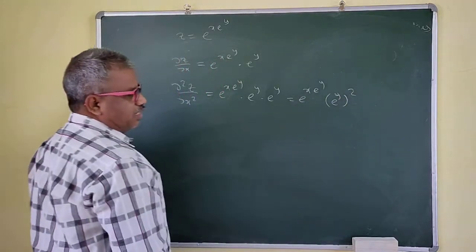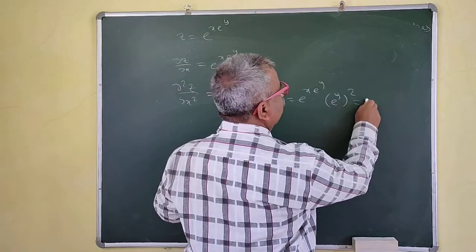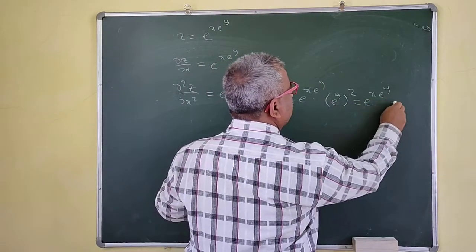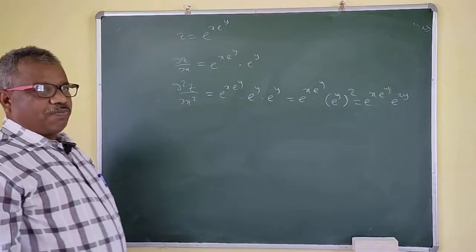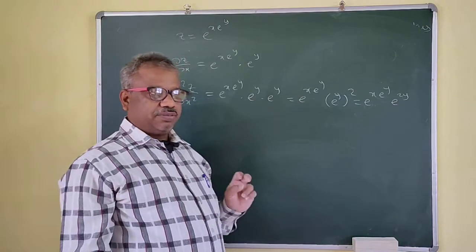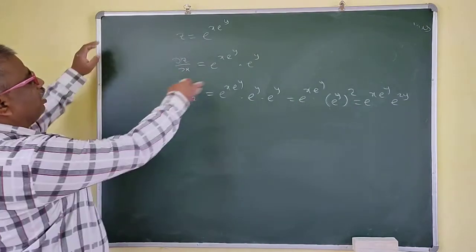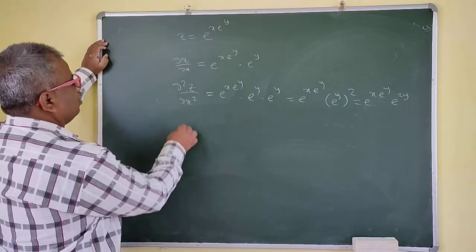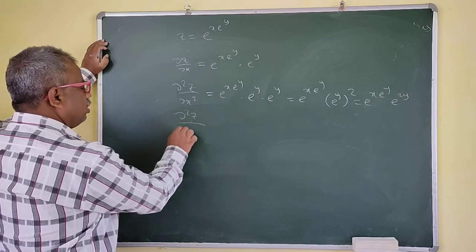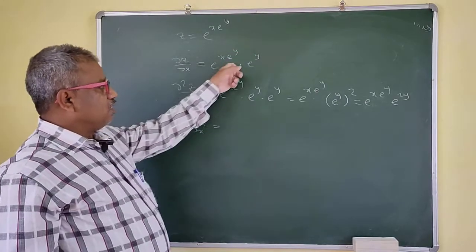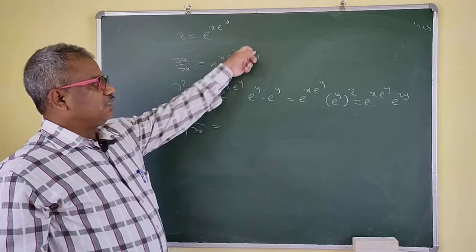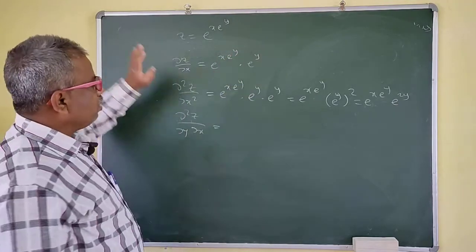So this is e raised to x, e raised to y into e raised to y square. Or you may write this as e raised to twice y, right? So this is e raised to x, e raised to y, e raised to twice y, because power of power is nothing but the product of the powers. Okay, so we get this second order derivative. Now this is dou 2z by dou y dou x. We differentiate this with respect to y. Now see, this is a function of y, this is also a function of y. We have to apply the product rule.